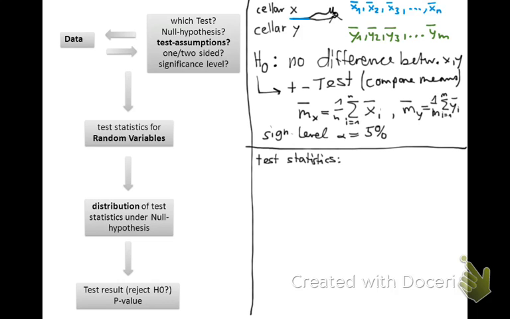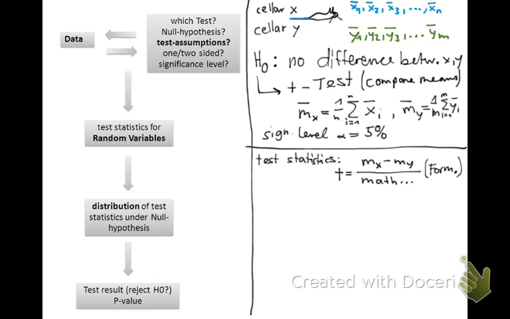Well, this is mx minus my divided by some mathematics. I don't want to give the full formula. It can be read up. And we call this thing t.